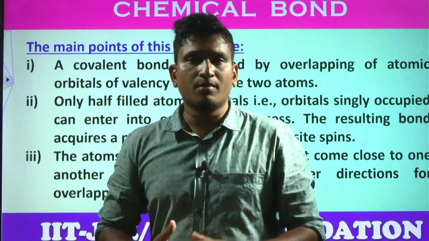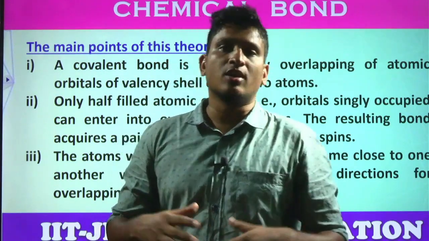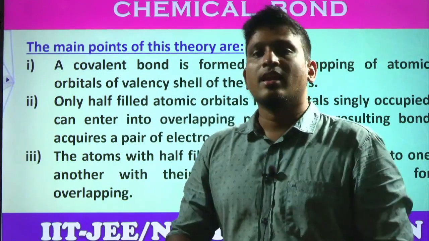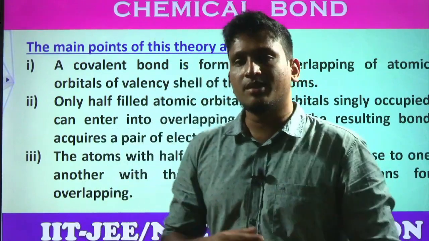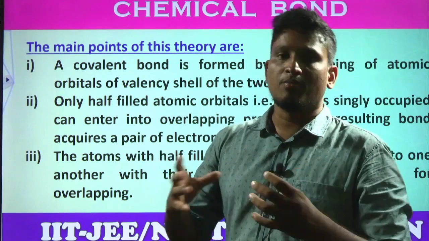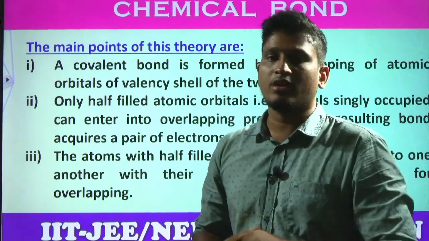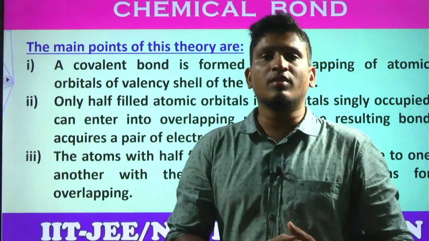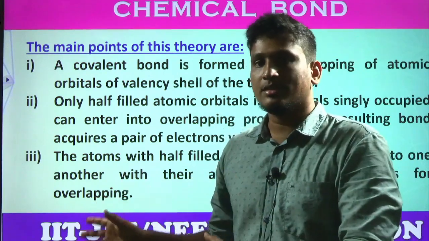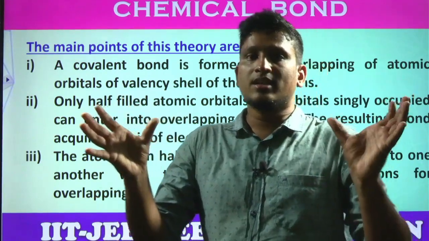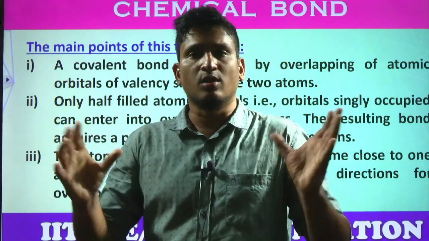Atomic orbitals means the shapes in which electrons are revolving. Electrons revolve in a spherical shape, a dumbbell shape, a double dumbbell shape and complex shapes, which are the S, P, D, F orbitals. The concept of chemical bonding is applied for S block elements and P block elements. That's the concept we have. So let us consider S orbitals and P orbitals overlapping.